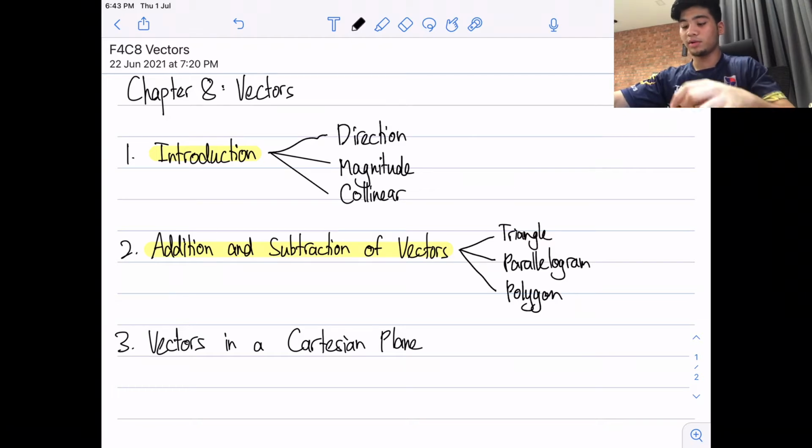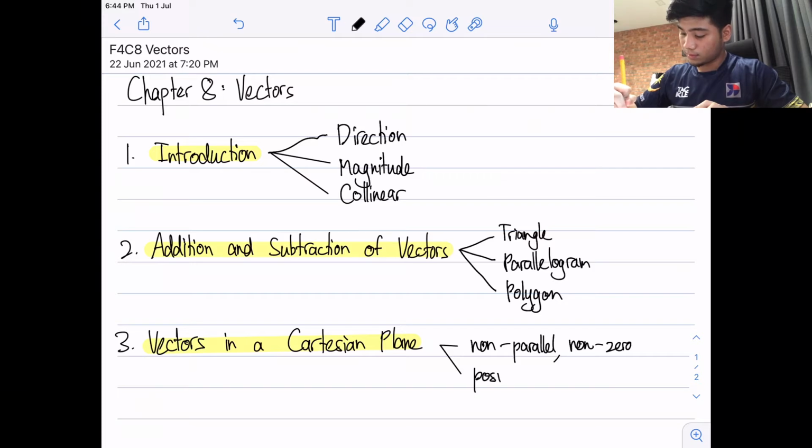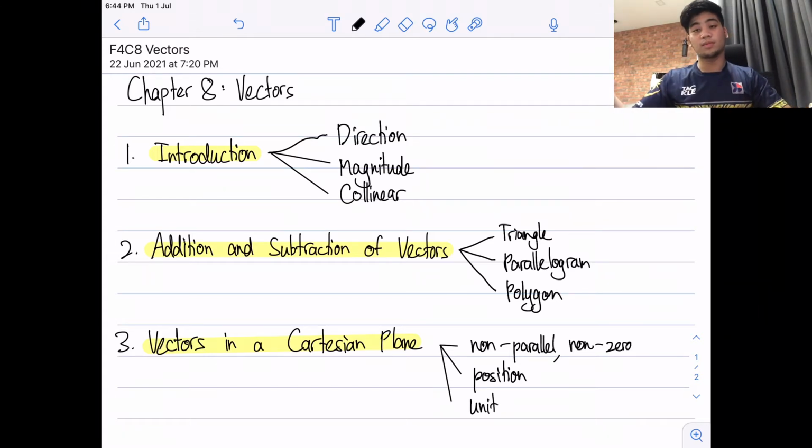And the last thing we're going to be looking into is vectors in a Cartesian plane, where we'll be looking into three more things. Firstly being non-parallel and non-zero vectors. And then we're going to be looking into position vectors. And finally, unit vectors. Alright, so those are the subtopics for vectors that we're going to be looking into for today.